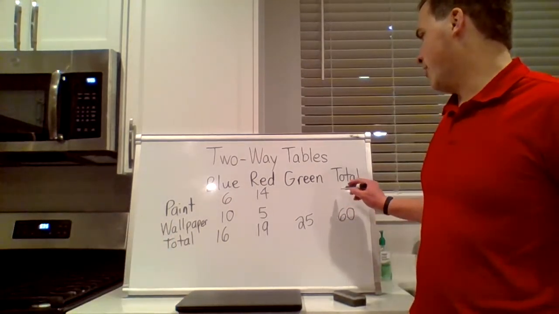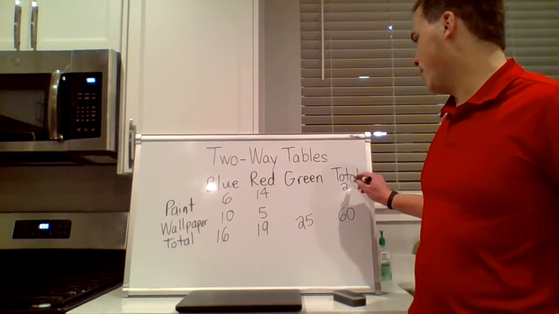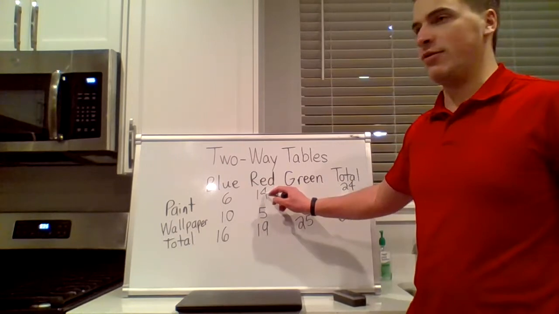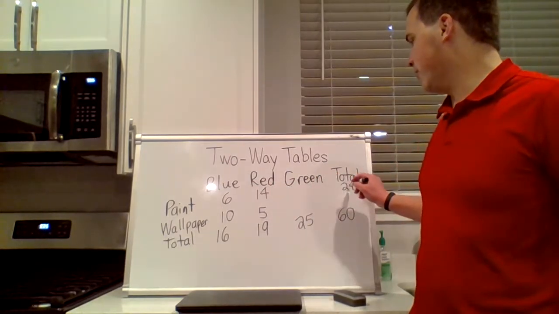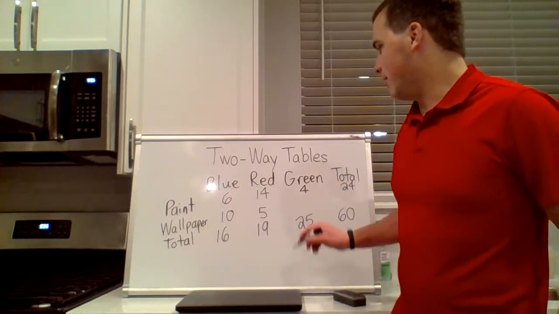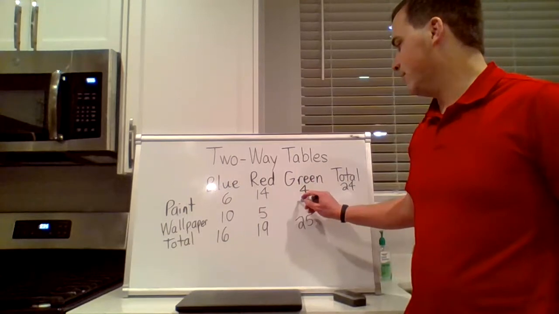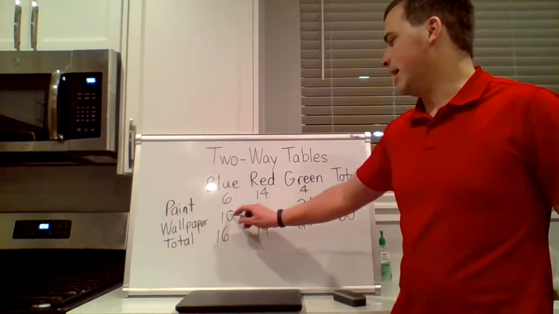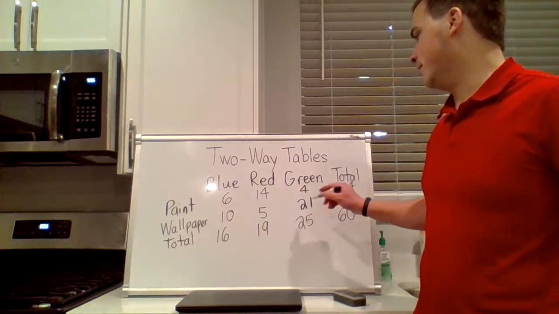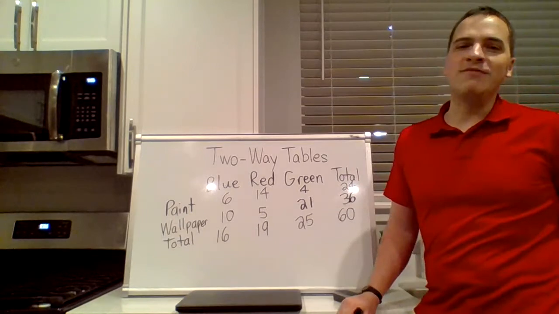Well, let's put another number here. Let's suppose that we have 24 people like the color red in total. Okay, 6 and 14 make 20. How many people like green? If there's 24 in total, 4 do. Okay, similarly, wallpaper, 4 and what make 25? 21. Then we can add these together. 10, 5 make 15, plus 21 make 36.